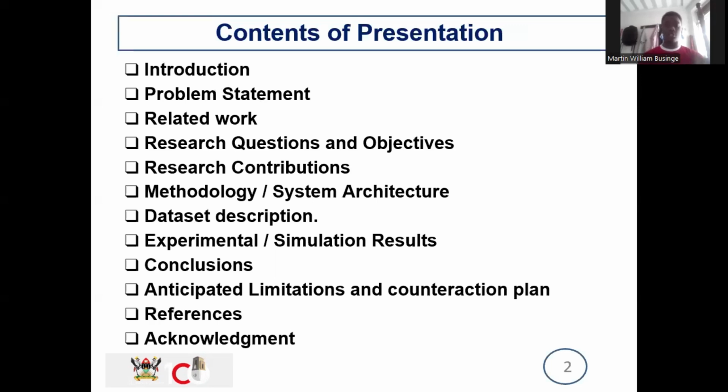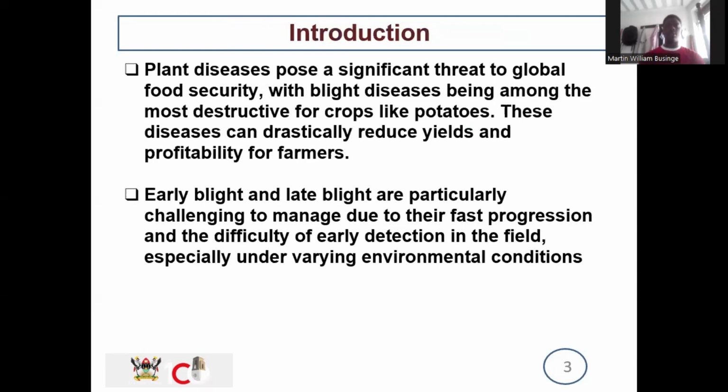So these are the contents of our presentation. We shall introduce and talk about our problem statement, our related works, research questions and objectives, research contributions, the methodology, describe our data set, the experimental results, and then conclusions. So my name is Businge Martin William. Allow me to introduce to you our study.